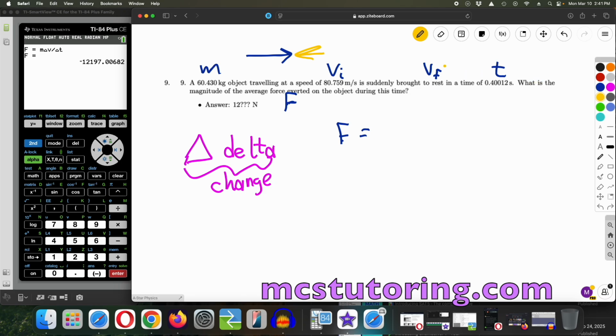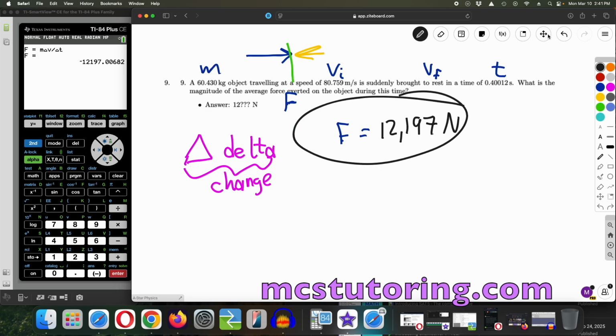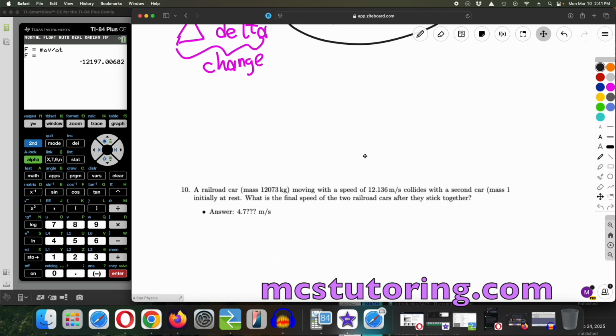It's going that way. So, oh, yellow and blue make green. So there we go. So the force is 12. And I'm just going to, if this guy has a positive, err on the side of caution and agree with that professor and say it's 12,197 newtons.